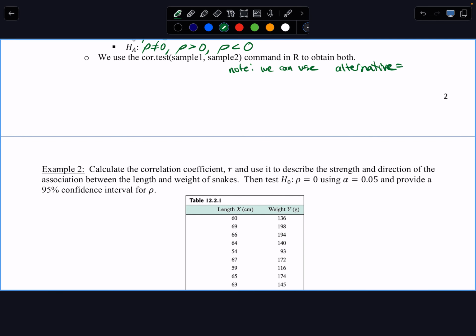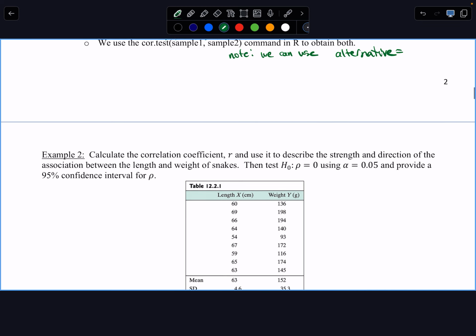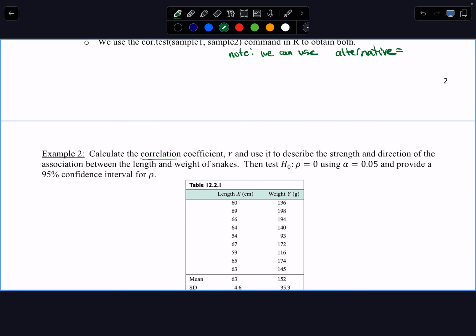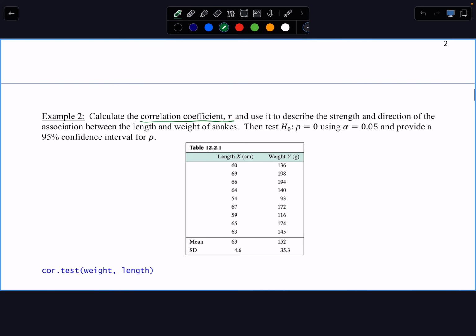So in order for us to test or to get our correlation coefficient R, I'm going to use the cor.test function. Notice here, my x is length and my y is weight, right? Length is x, weight is y.